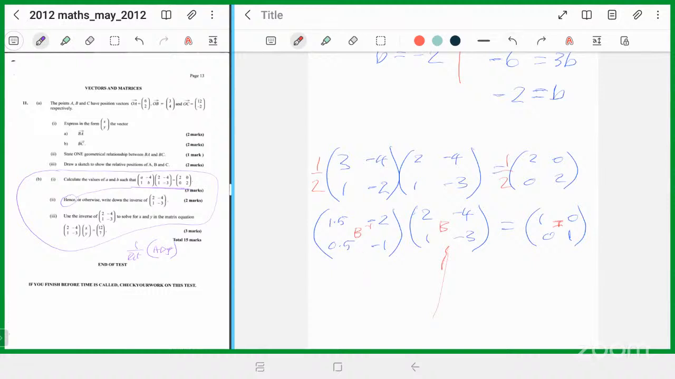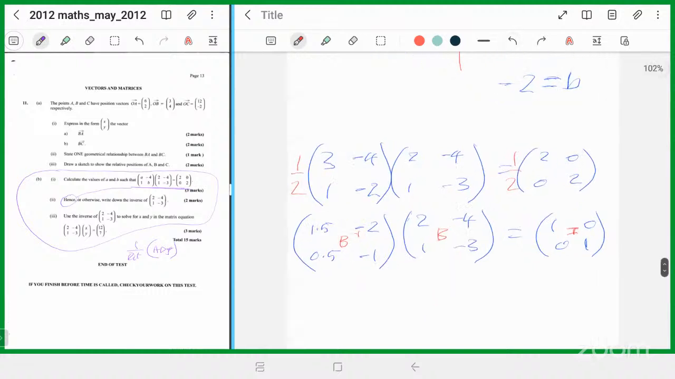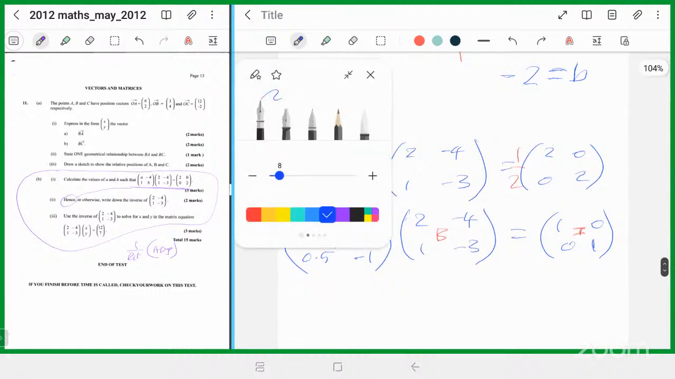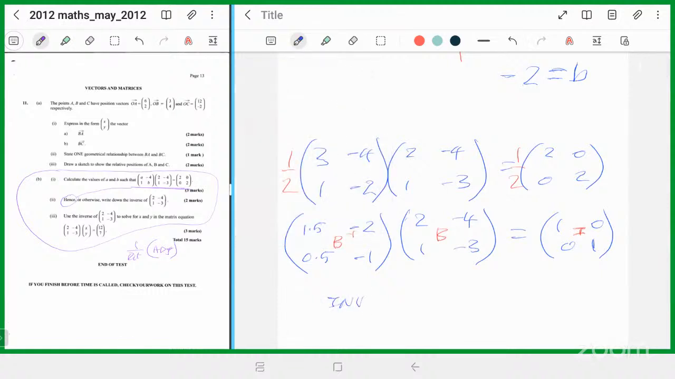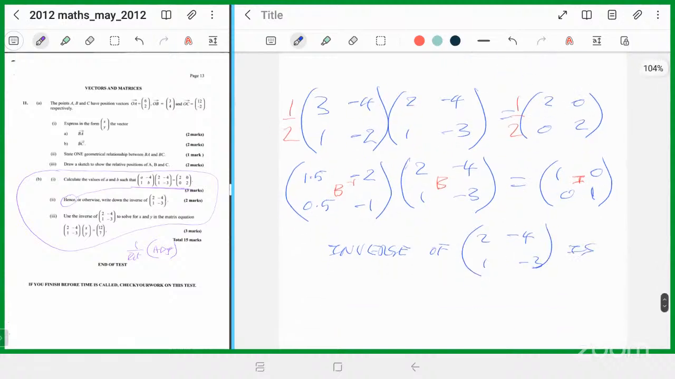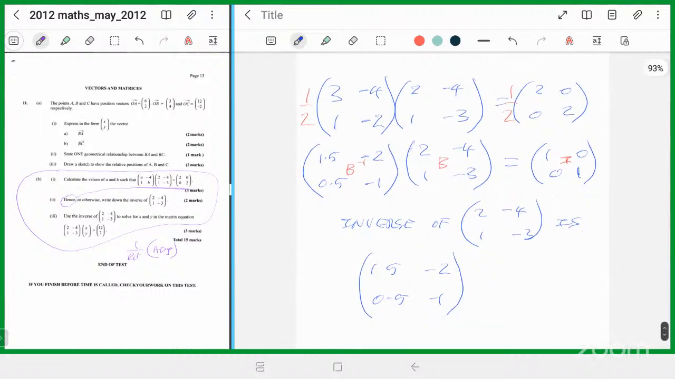So we can literally write it. That will be the hence method. So we could say the inverse of 2, -4, 1, -3 is this one: 1.5, -2, 0.5, -1. That's the inverse of this matrix.